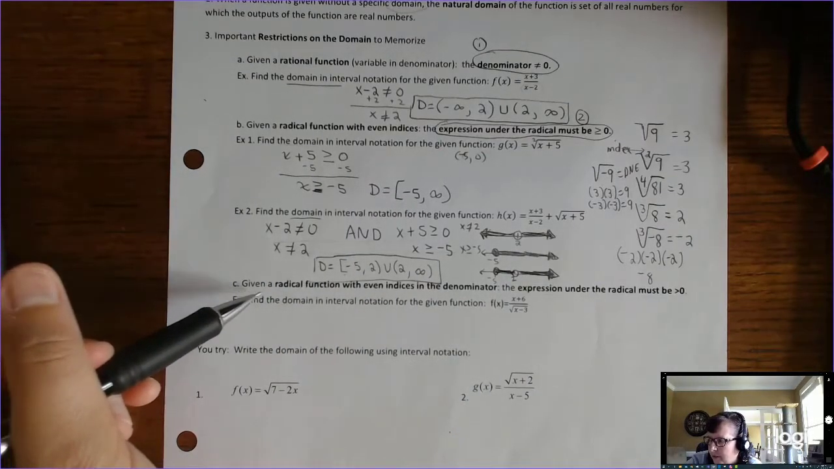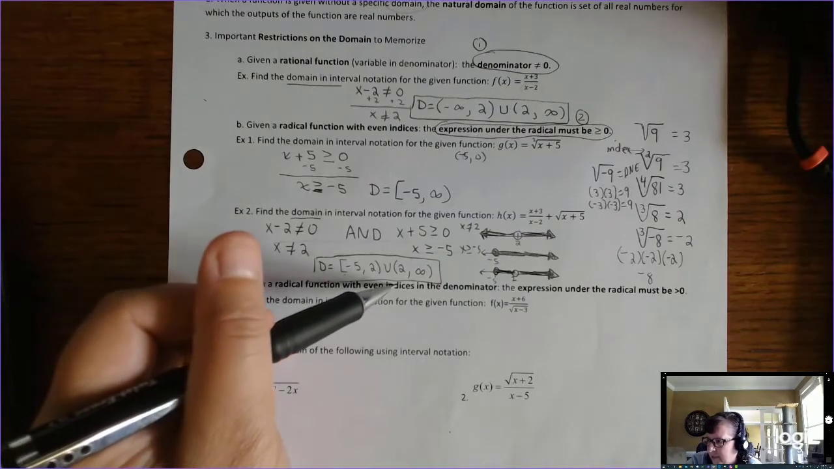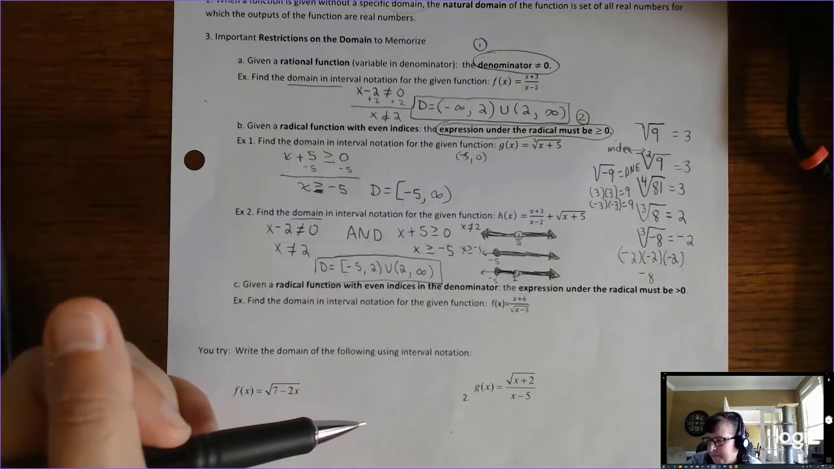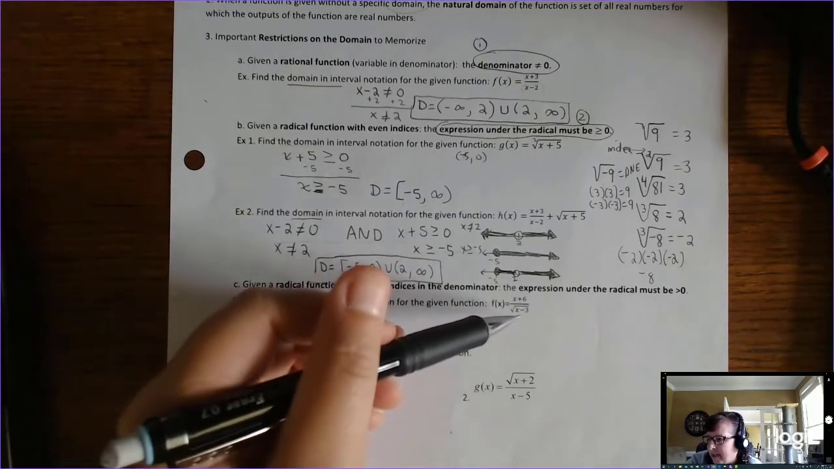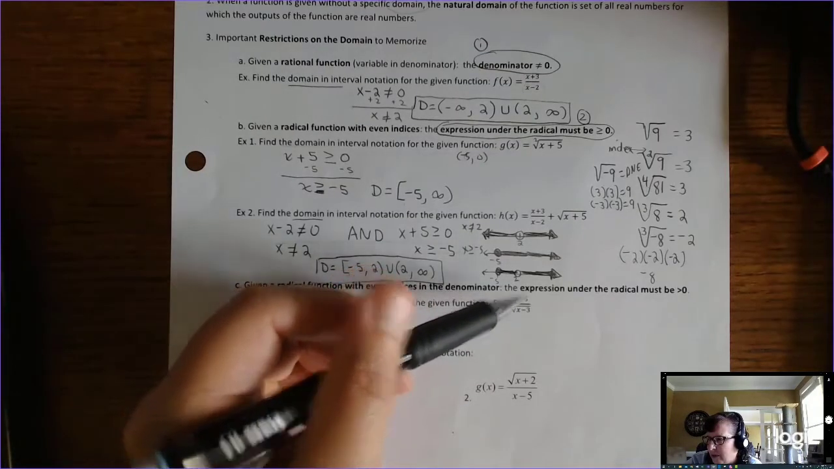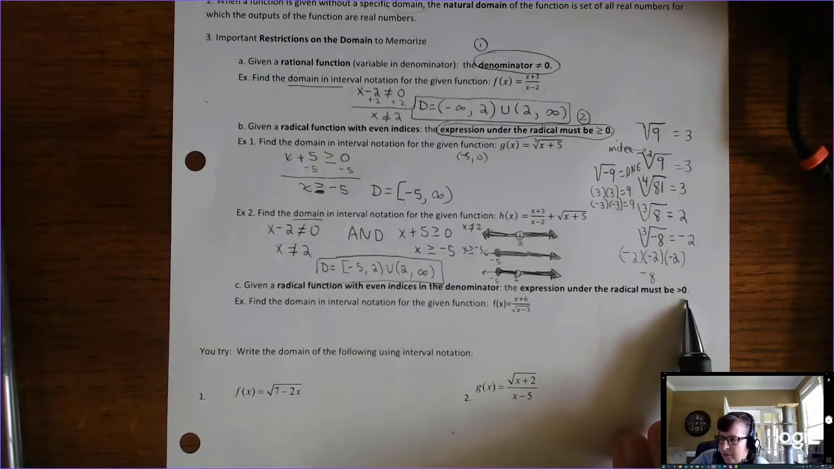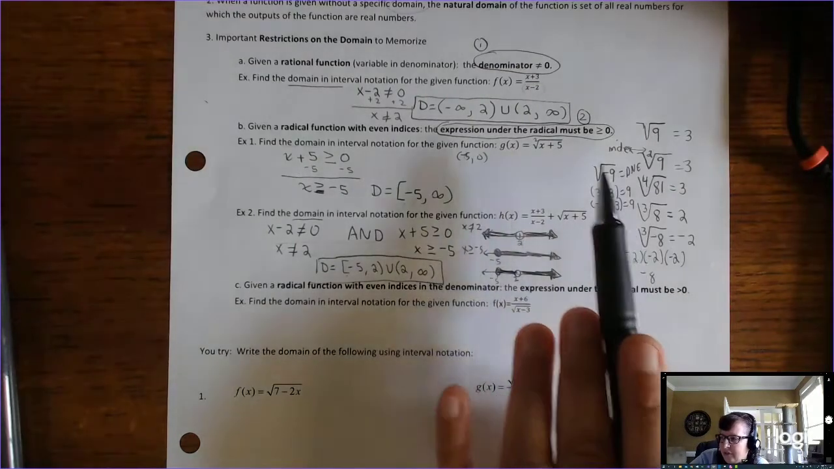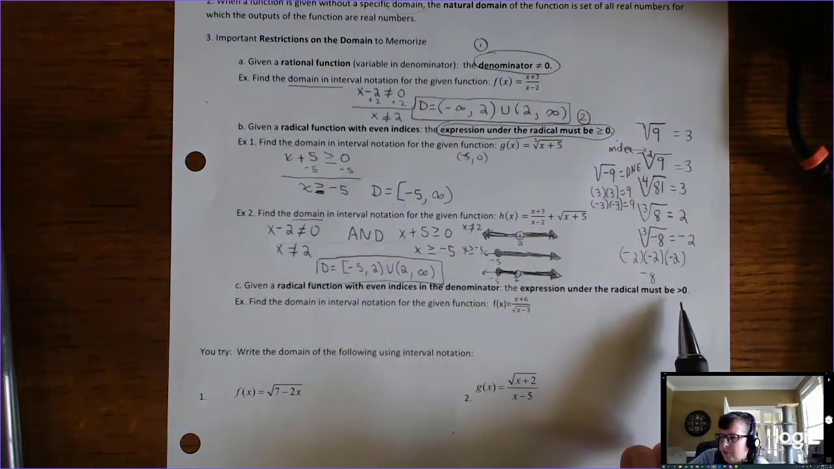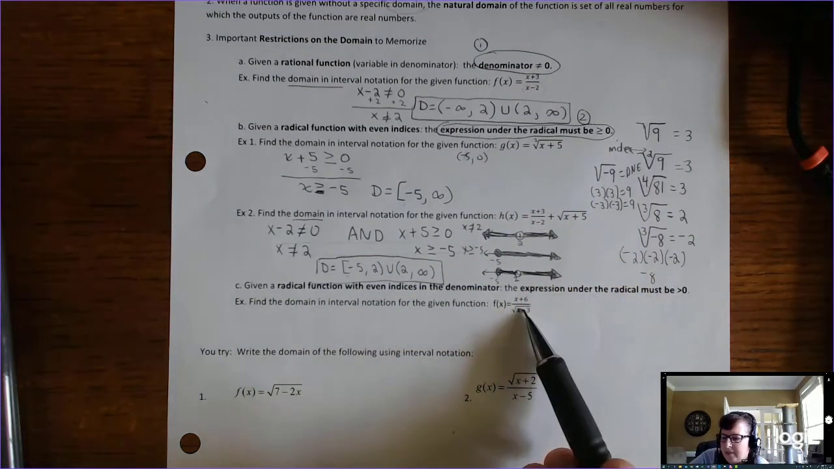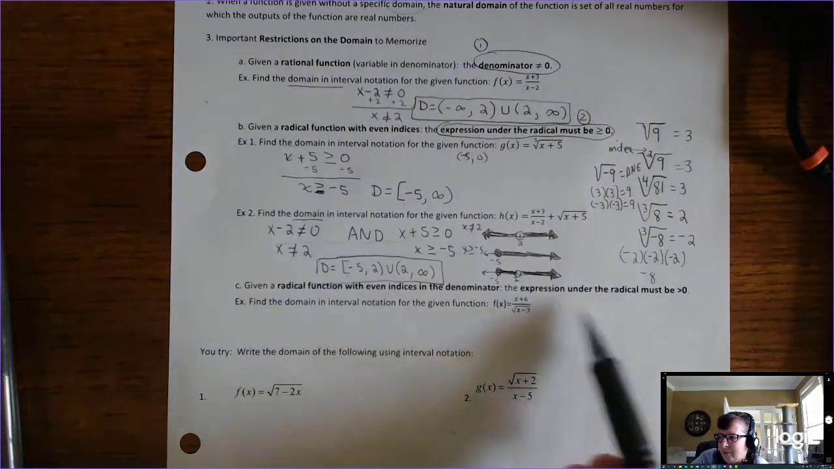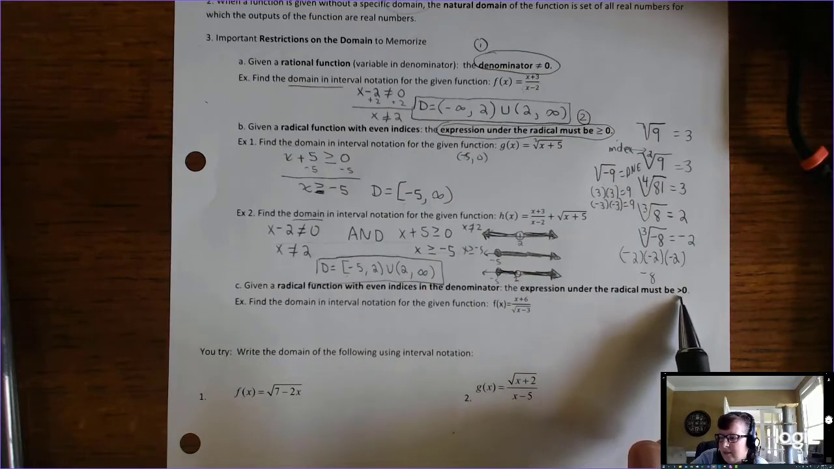What if you have a radical function with even indices, but that radical function is in the denominator? Okay, if you have a radical in the denominator with even indices, then the expression under the radical has to be greater than 0. If it's just under a radical, it can be greater than or equal to 0, but this says greater than 0. Well, that's because it's in the denominator. So remember, in the denominator it can't equal 0, so that's why that equal to isn't there.